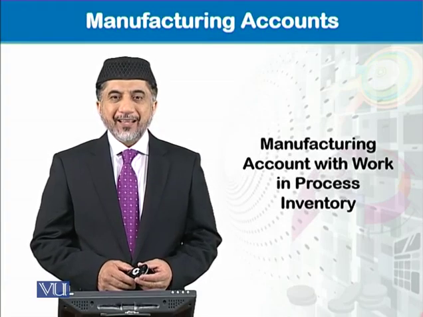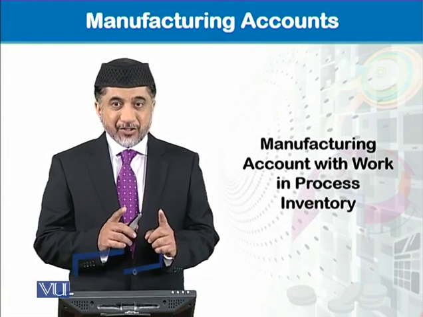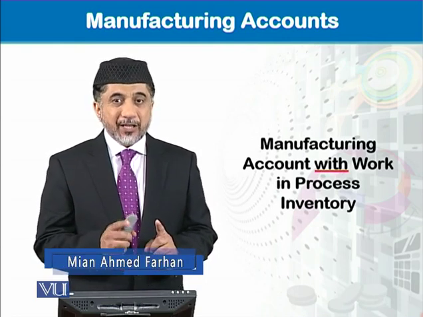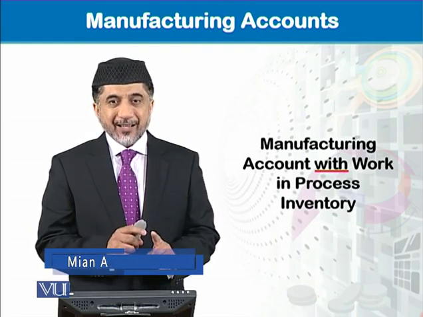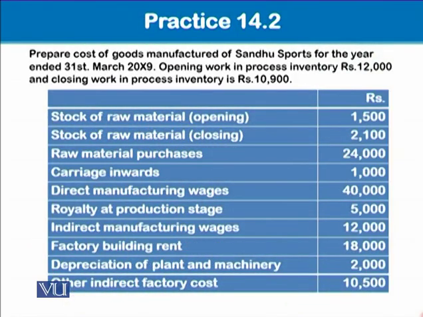Manufacturing accounts. And in this module, we will be learning the manufacturing statement or manufacturing account with the opening and closing balances of inventory for work in process. Okay, so please be attentive. All other information is the same except for the opening and closing inventory for work in process. The opening work in process inventory is 12,000 and the closing work in process inventory is 10,900. The rest of the information is exactly the same.